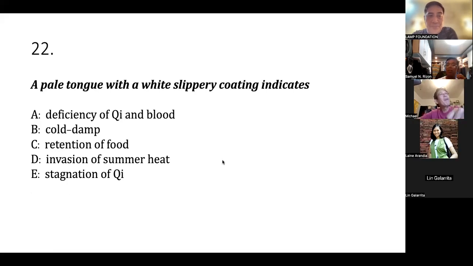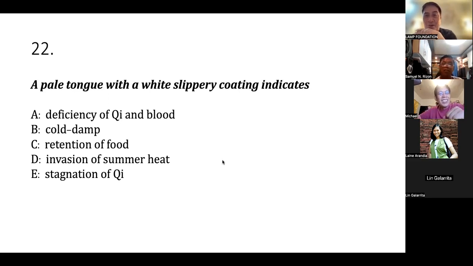22. A pale tongue with a white slippery coating indicates A, deficiency of chi. Ay ganito, diretso na tayo sa answer. A pale tongue with a white slippery coating indicates letter B, cold damp. Easy. Letter B is cold damp. Okay. Para may time tayo to explain.